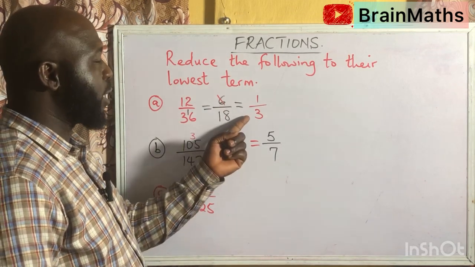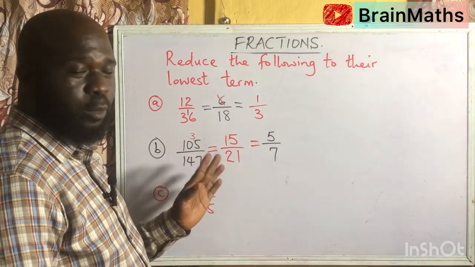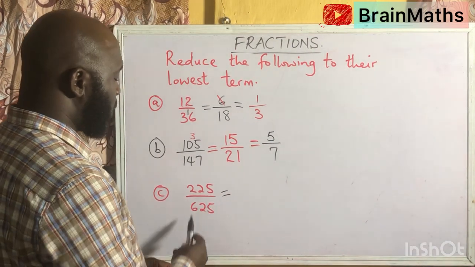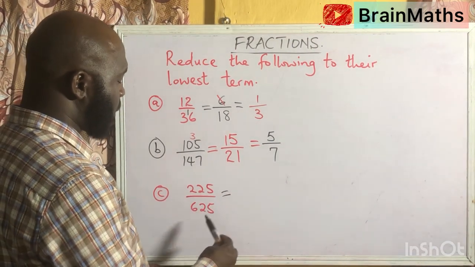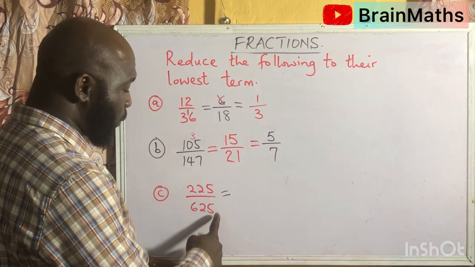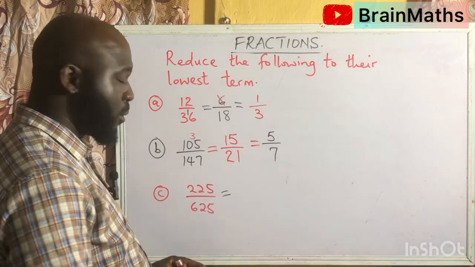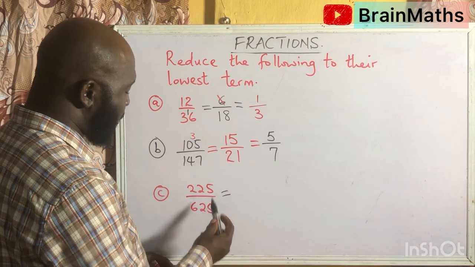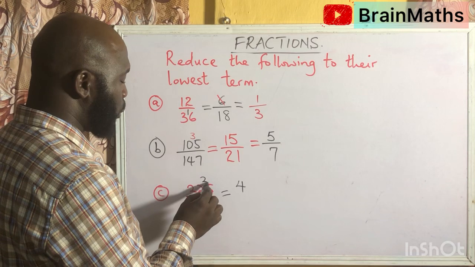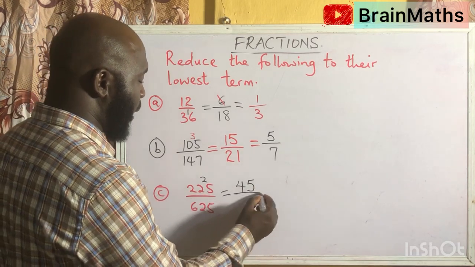it looks like a proper fraction, and the second one also looks like a proper fraction. So let's go to the third one. The third one is 225 divided by 625. Without wasting our time, it is obvious from their last figures that 5 will divide the two of them conveniently. So how many 5 can we get in 22? That is 4, remainder 2. How many 5 can we get in 25? That will give us 5.